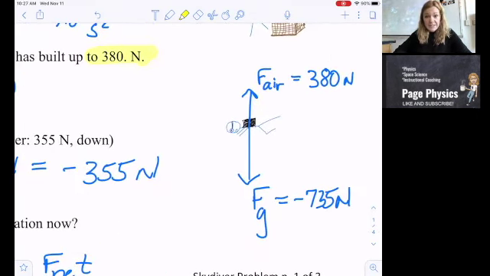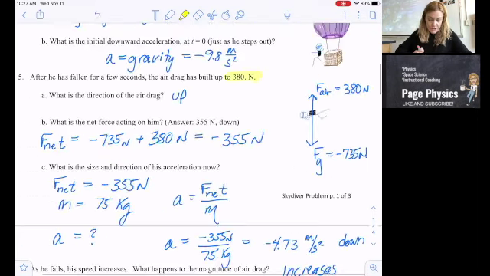I've got the weight of the skydiver. This does not change for this entire problem. The skydiver's weight is the skydiver's weight. He's not eating a significant amount of meals or shedding any clothing or anything like that. The information we gave you is that the force of air is 380 newtons up. To find the net force, you just add those two together. So we have negative 735 plus 380, and we get negative 355 newtons.